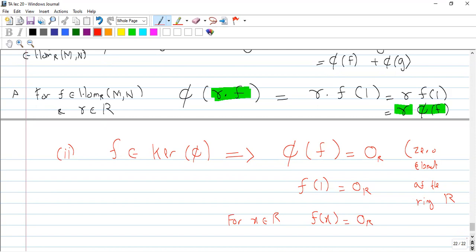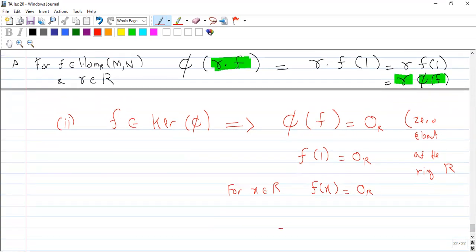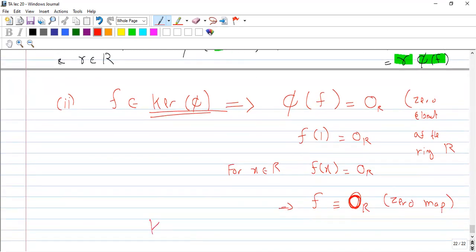So it means that this f is the 0 map. Here I can write it as the 0 map, because if it gives 0 for everything, then it is the 0 map. So we took an element from the kernel and we showed that the map is the 0 map. It means that the kernel of phi only contains the 0 map.